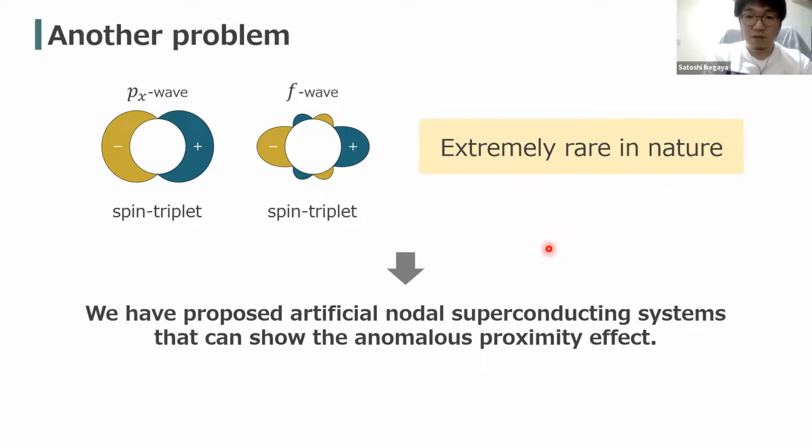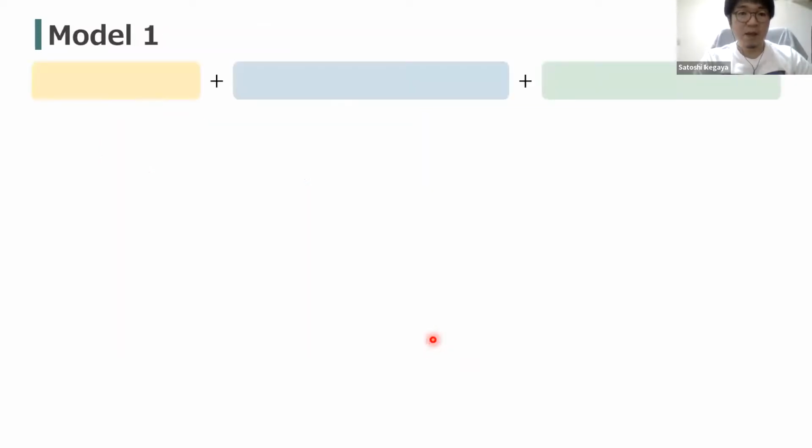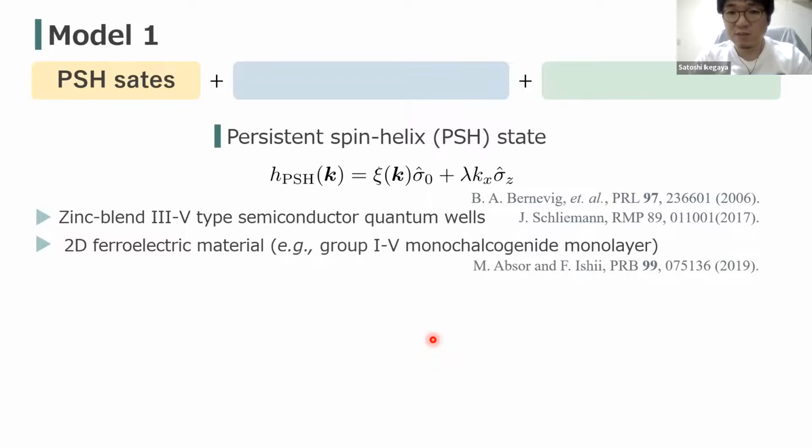So we have to break this stalemate. We have proposed a couple of hybrid devices that can show the anomalous proximity effect without employing any spin triplet superconductivity. So let me introduce these models. The first model is constructed from three components. The first one is a persistent spin helix state, which is studied intensively in the context of spintronics.